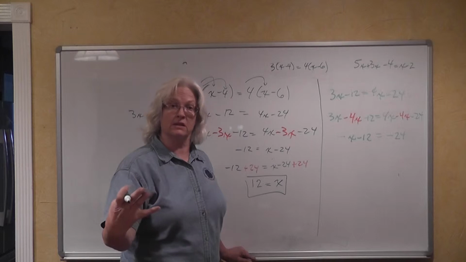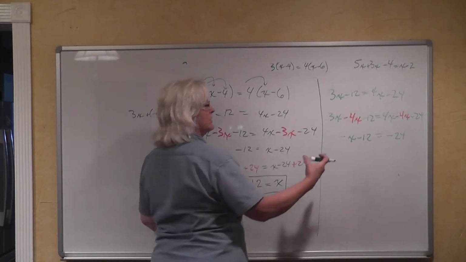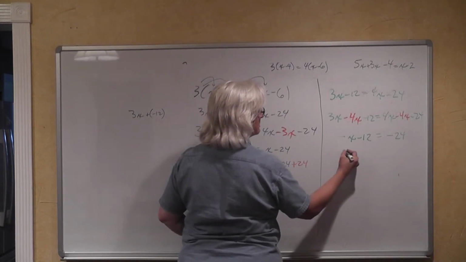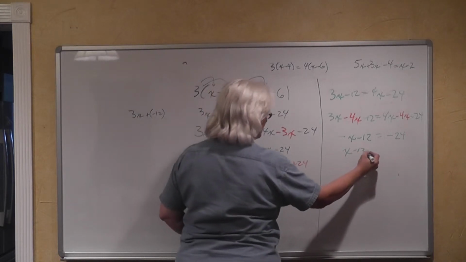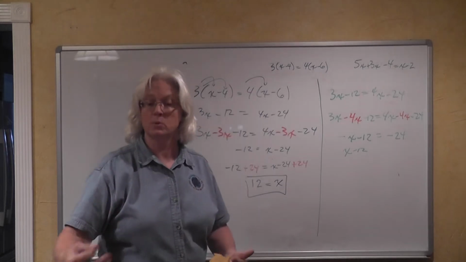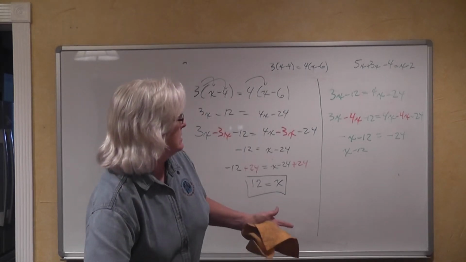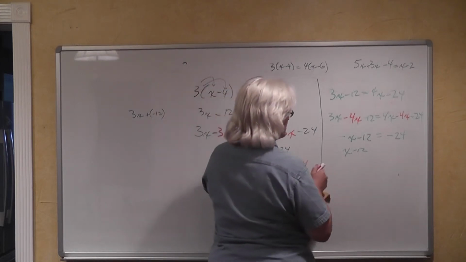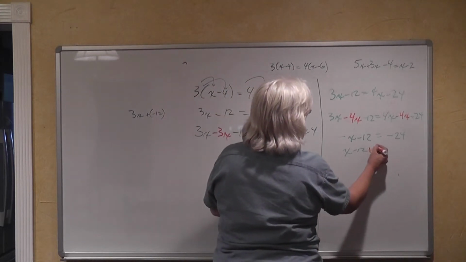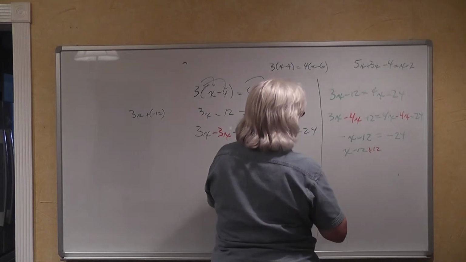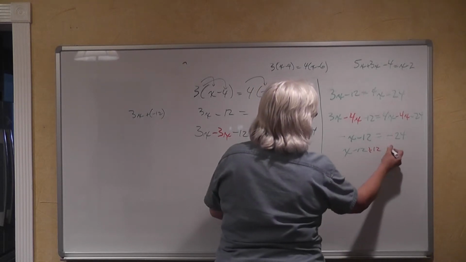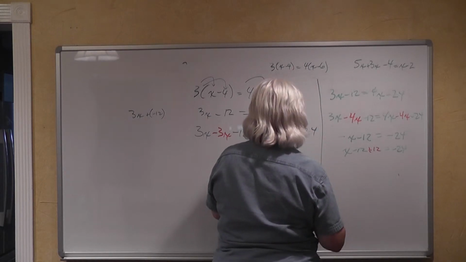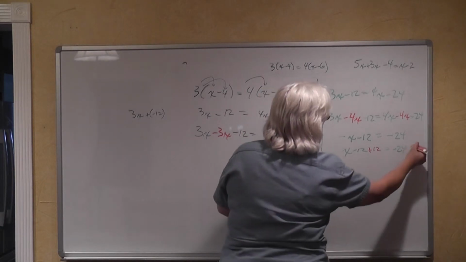Now, we're trying to isolate the variable, aren't we? So what's happened to the x? It's had 12 subtracted from it. So we have negative x minus 12. What is the inverse of subtraction? Well, the inverse of that, of course, is addition. So we need to add 12 to both sides of the equation. Negative 24 plus 12.